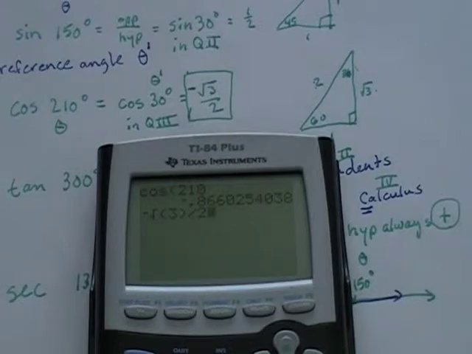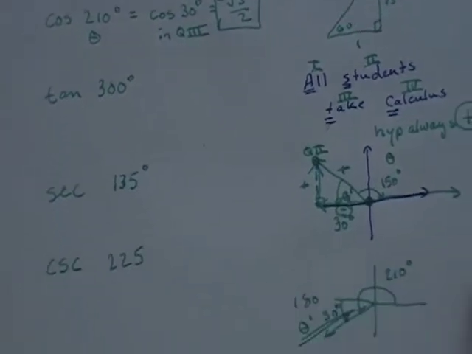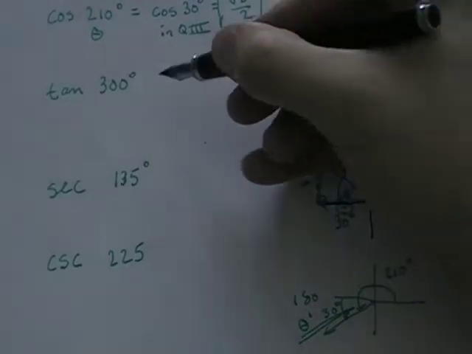And you got to close your parentheses. And look what we get. The exact same answer. Isn't that cool? I think that's pretty cool. So let's keep going. The tangent of 300. What is the tangent of 300?